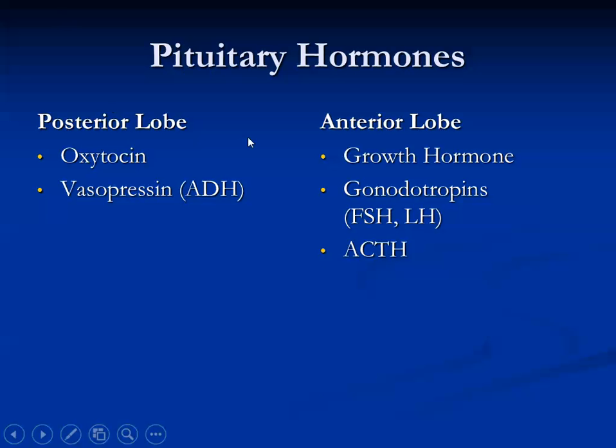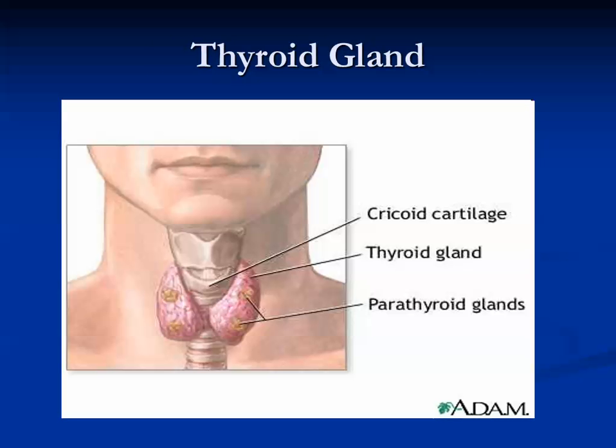ACTH is a hormone released by the anterior pituitary that stimulates the adrenal cortex. And finally, we have the hormone we're going to talk a lot about, TSH, which stands for thyroid stimulating hormone. So I think you can even see right now that the pituitary gland makes hormones that affect other endocrine glands, which then make other hormones. So today we're going to spend some time talking about the thyroid gland.